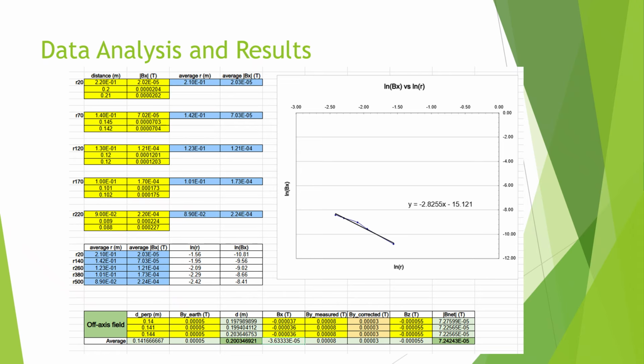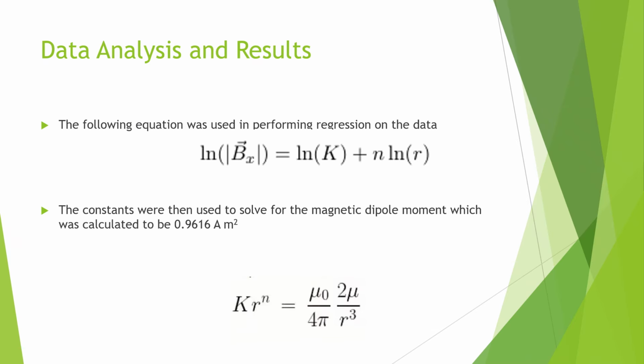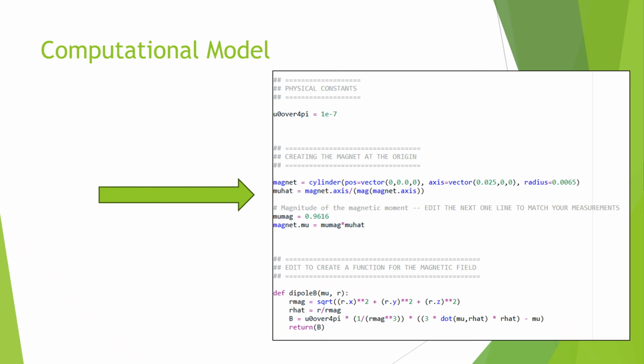Here the data was linearized and a regression was carried out. More specifically, the following equation was used in performing regression on the data. The constants were then used to solve for the magnetic dipole moment as shown in the bottom equation. The magnetic dipole moment was then calculated to be 0.9616 amp meters squared.